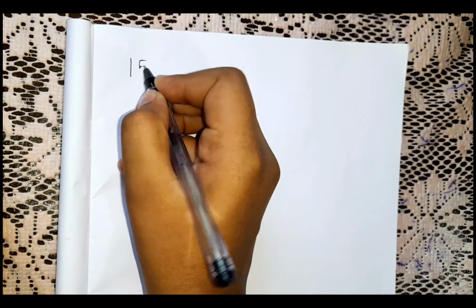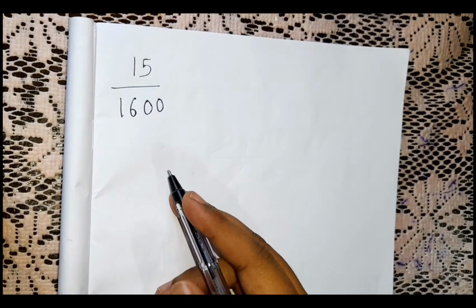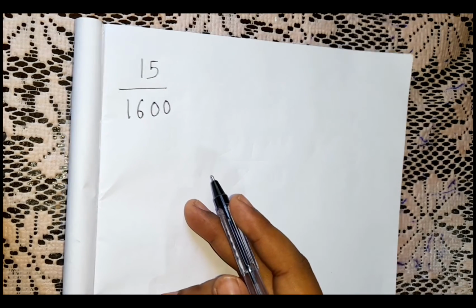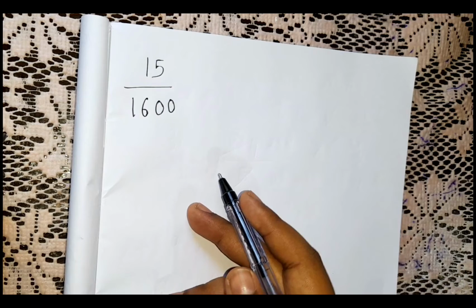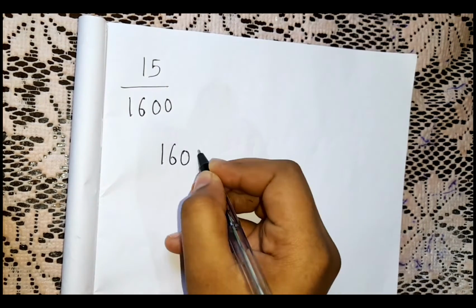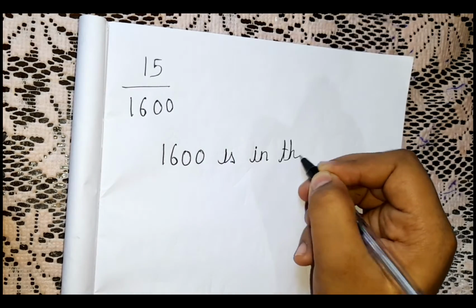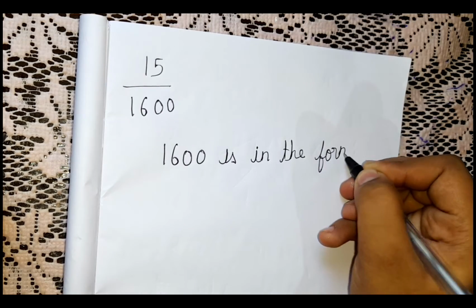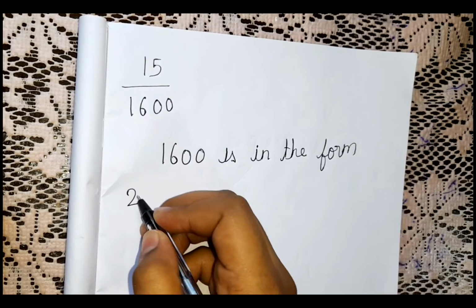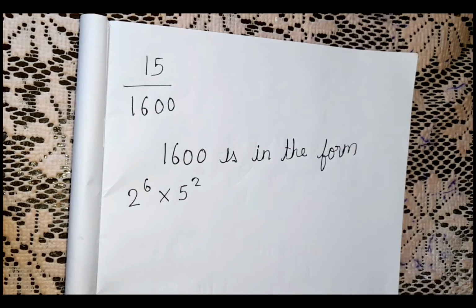In the previous question, 15 by 1600, when we solved this, we got a terminating decimal expansion. So we are going to be solving this also. Here we shall write 1600 in the form 2 power 6 into 5 square. You might ask, how did we get this form? Let me show that.